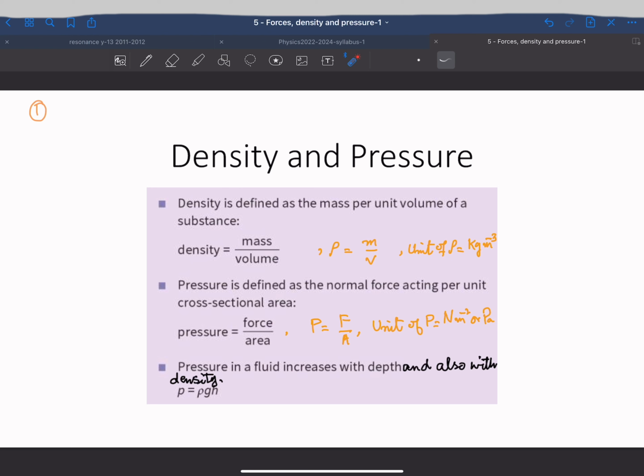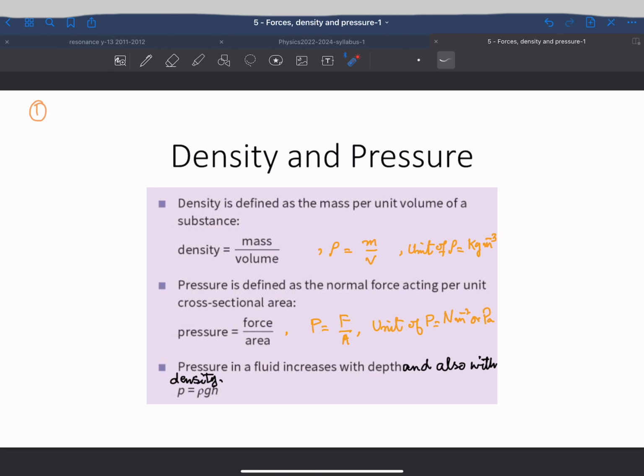Then we have pressure. We have been studying pressure as well, and it's simply the normal force acting per unit cross-section area. If you have any surface, the force you have on this surface gives you the pressure. Suppose you have this area and you have a weight over here. This weight of course will apply a force, and because of that force you will get the pressure on the area. If the area decreases, of course the pressure will increase, and if the area is greater for the same force, the pressure will decrease.